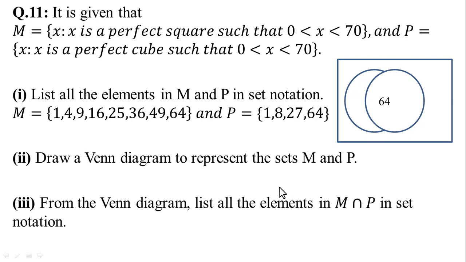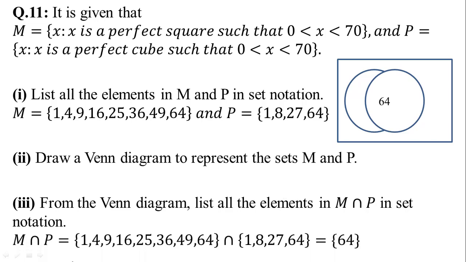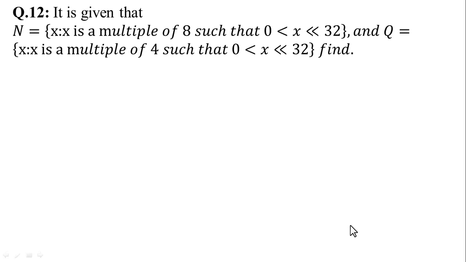Now in the third part, from the Venn diagram list all the elements of P intersection M. Using notation, M intersection P is equal to the elements of M intersection the elements of P. In both sets, only 64 is an element that is common. Now we have the next question, number 12.